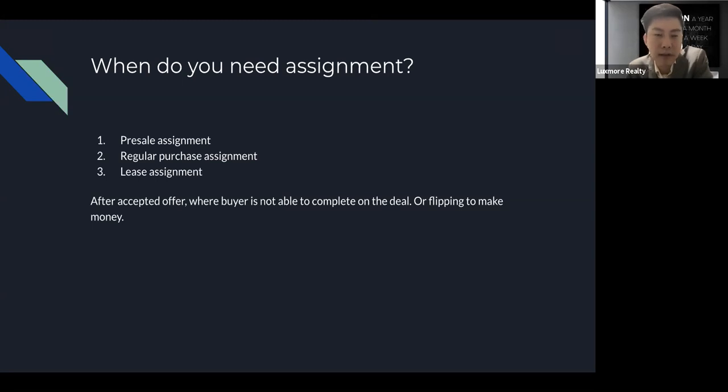Or your client is a tenant with a commercial lease, they can also assign their lease agreement to a third party. So after an accepted offer, where the buyer is not able to complete the deal, you can assign with the seller's consent. Or the buyer intends to make money on this deal. They know this is a good deal and they bought it but didn't want to complete. They want to find another buyer who wants to complete, so they can assign and add a profit on top of what they paid.